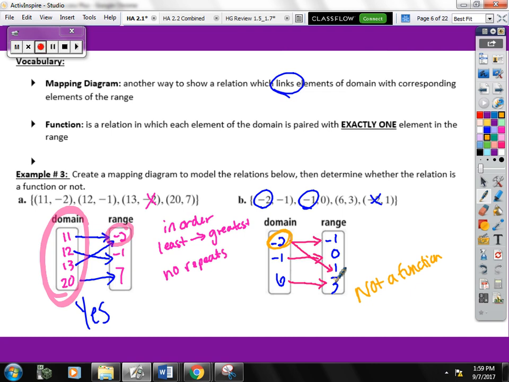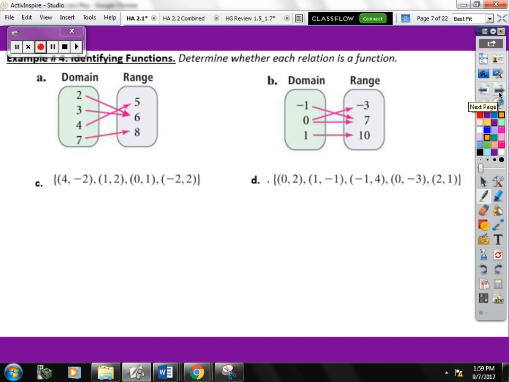Okay. See if you guys can try the next example. There's 4 of them, just identifying yes or no for the function. So take a minute to answer yes or no for those. What do we get for A? Yes or no? Shout it out. Yes. B? No. C? Yes. And D? No. Very good. The reason for this one was our 0 repeated there, in the x value. Awesome.